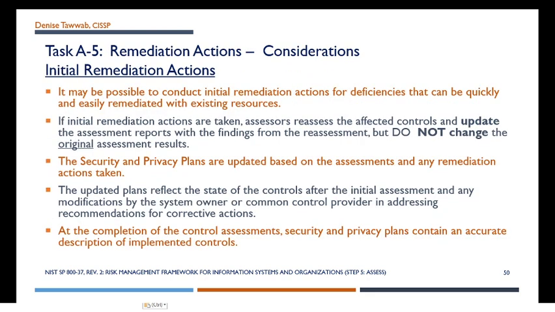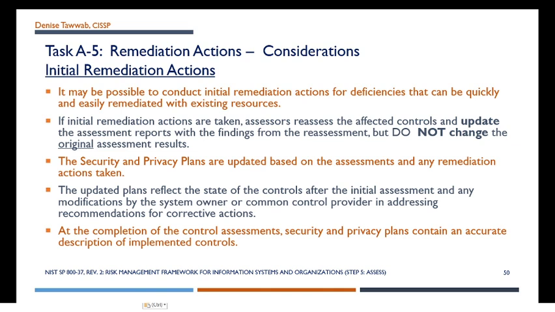It may be possible to conduct initial remediation actions for deficiencies that can be quickly and easily remediated with existing resources. If initial remediation actions are taken, assessors reassess the affected controls and they update the assessment reports with the findings from the reassessment, but they do not change the original assessment results. The history remains. The documentation does not get changed. You just reassess. The security and privacy plans are updated based on the assessments and any remediation actions taken.